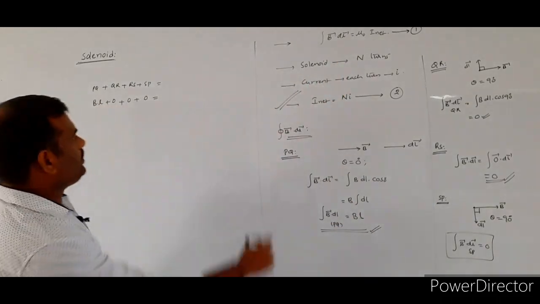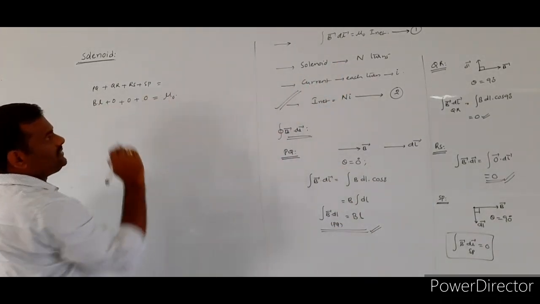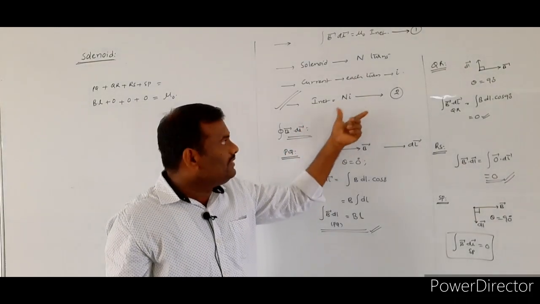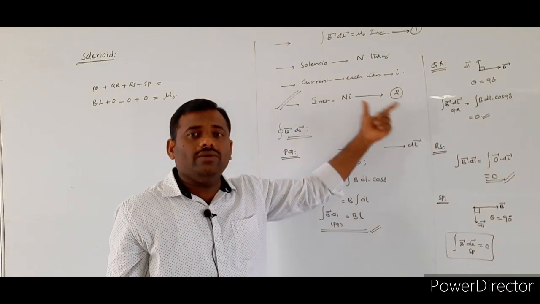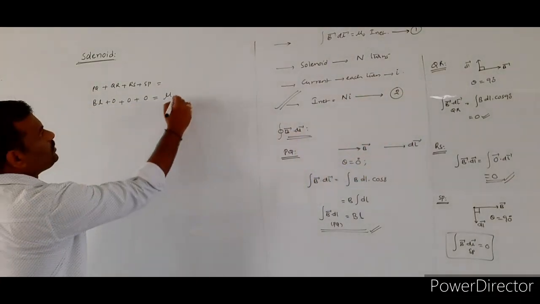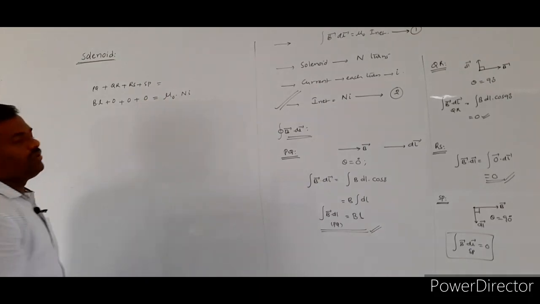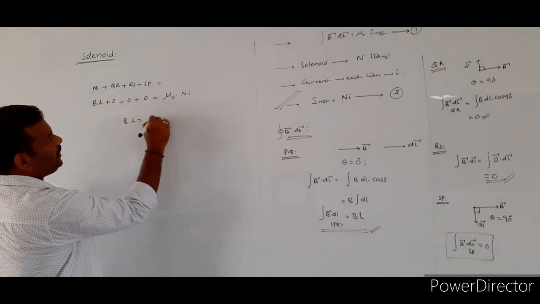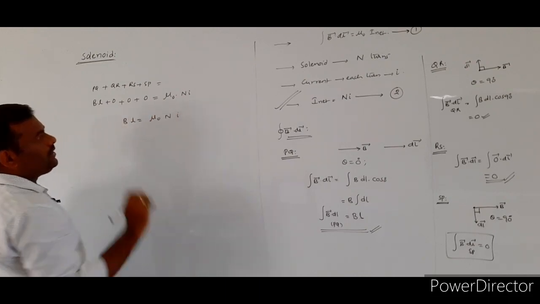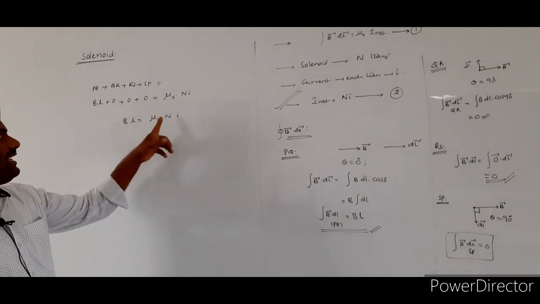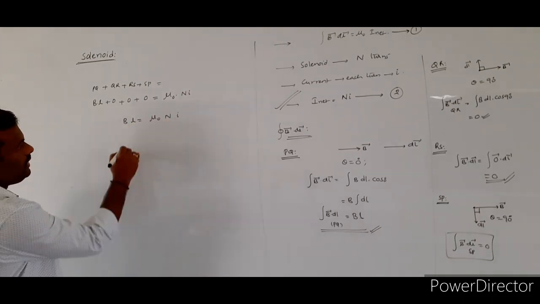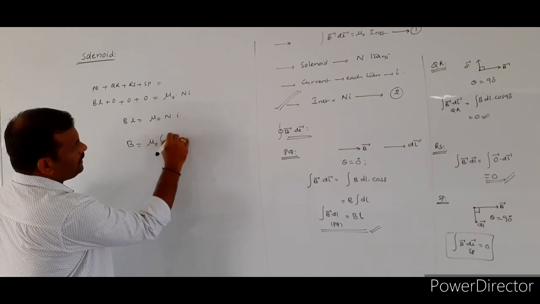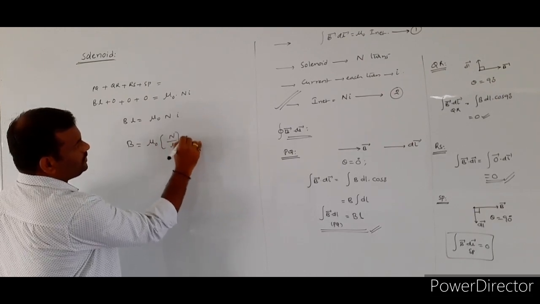Coming to the right side portion, mu naught will be constant. From equation number 2, I net is equal to N into I. So mu naught into N into I. If you simplify, B into L is equal to mu naught capital N I. So I need the value of B: B is equal to mu naught into capital N by L into I.